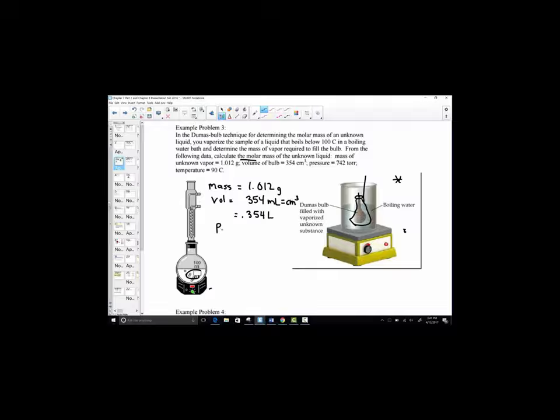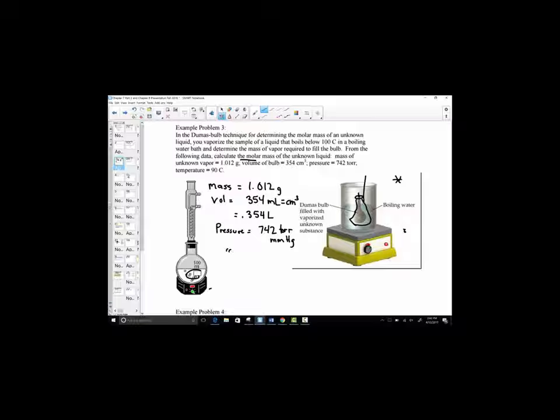The pressure that day, and again you'll probably just use your weather app on your phone to determine atmospheric pressure. Let's say it's 742 torr, which we understand is also the same thing as saying millimeters of mercury.